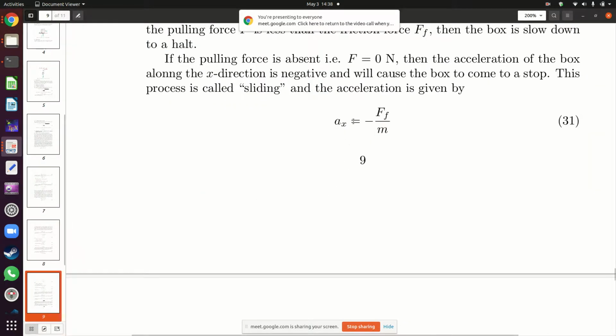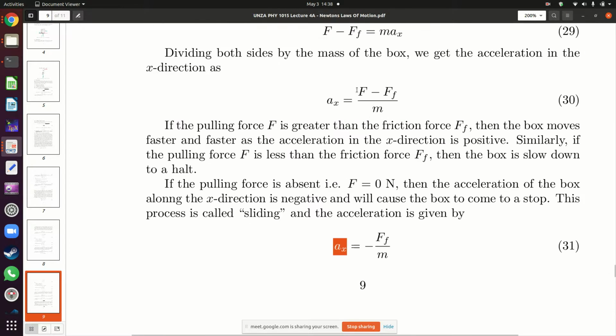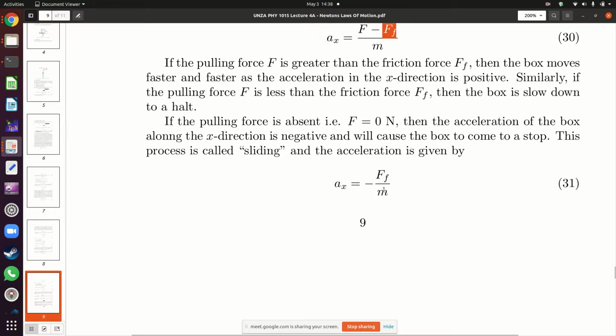Okay. So, when an object slides, there is no force pulling it. So the pulling force in that case, which I called F here, is going to be equal to 0. The only force working on the object is going to be the friction force. This friction force will result in a negative acceleration. A negative acceleration will cause your box to come to a stop eventually.